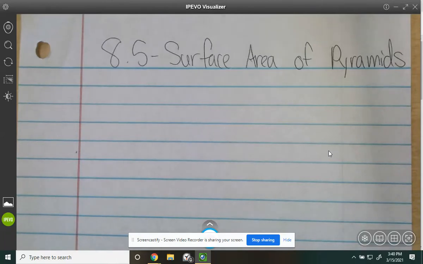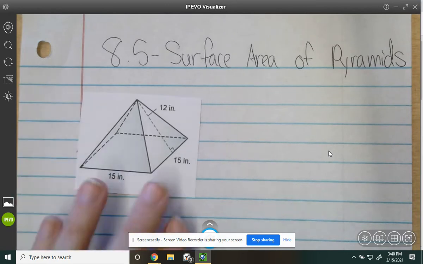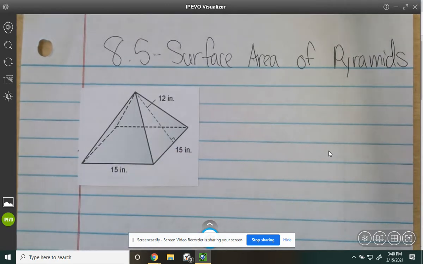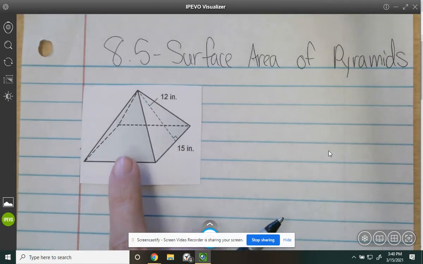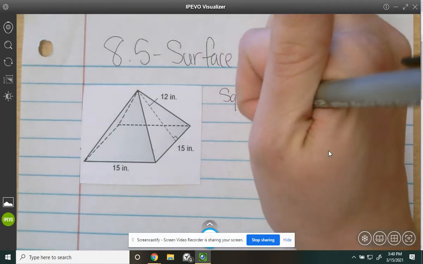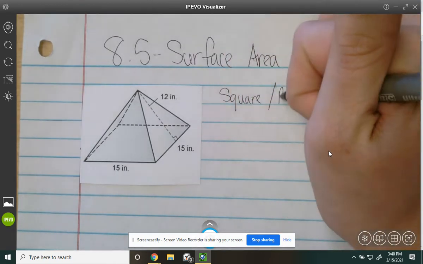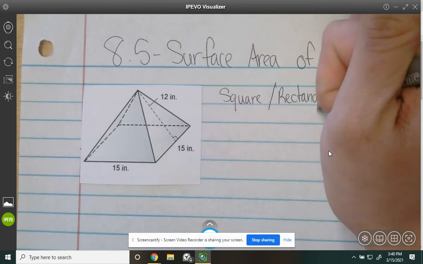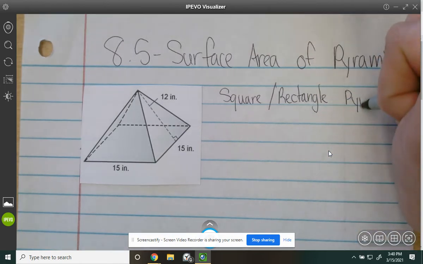Okay, so surface area of pyramids. The first one we're going to look at is this one right here. And that is what I would call a square pyramid because it has a square on the bottom of it. But we're going to write square / rectangle because you do the same thing if it's a rectangle.